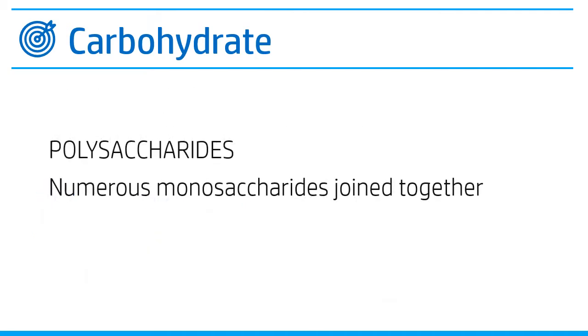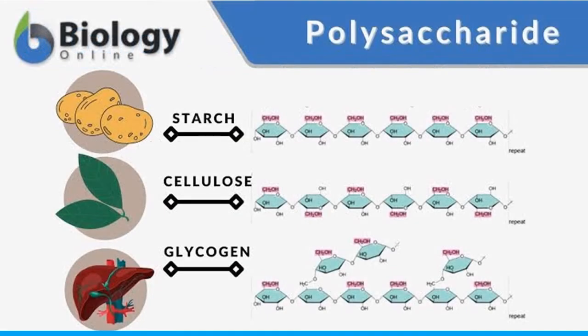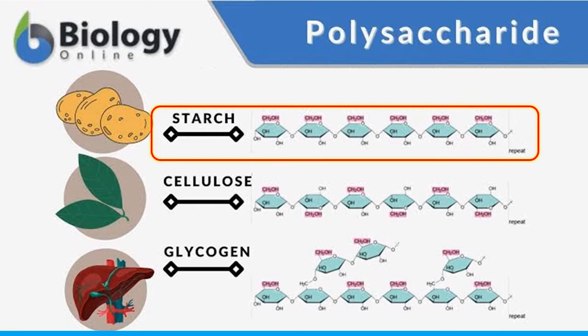Polysaccharides have numerous monosaccharides joined together. These are three examples of polysaccharides: starch, cellulose, and glycogen. Look at this image. You see here that starch is actually made up of strings of monosaccharides. Because they are complex molecules, they will take much longer time to digest.